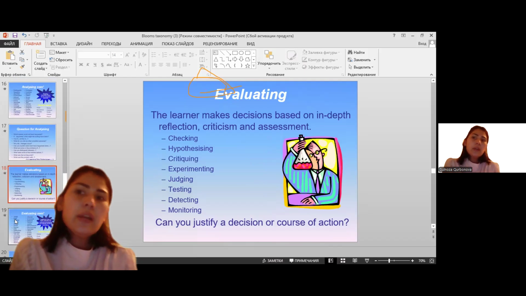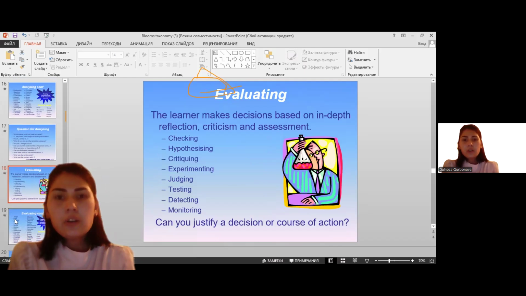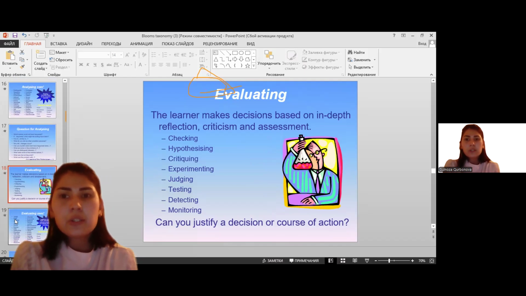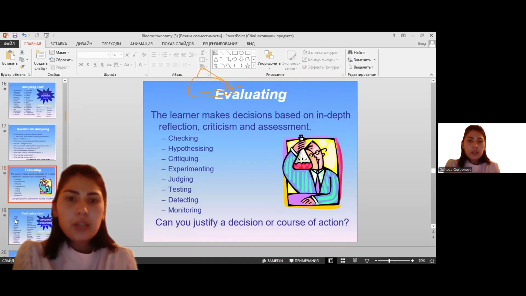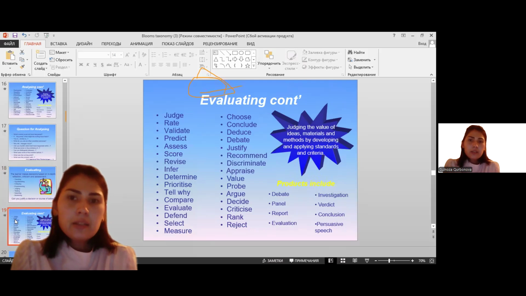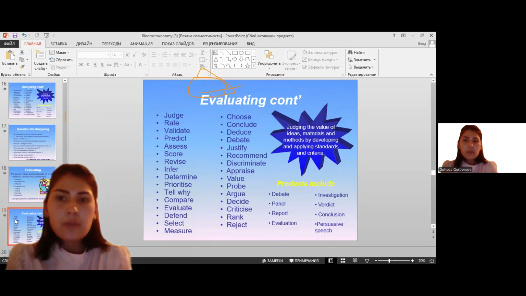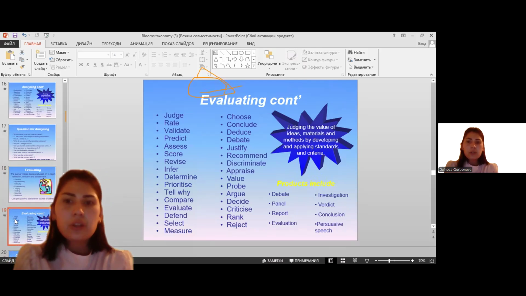Next, evaluating. The learner makes decisions based on in-depth reflection, criticism, and assessment: checking, hypothesizing, criticizing, experimenting, judging, testing, detecting, and monitoring. Can you justify a decision or course of action? Evaluating is judging the value of ideas, materials, and methods by developing and applying standards and criteria.